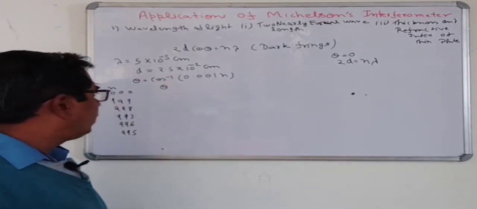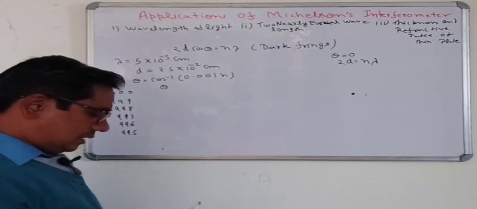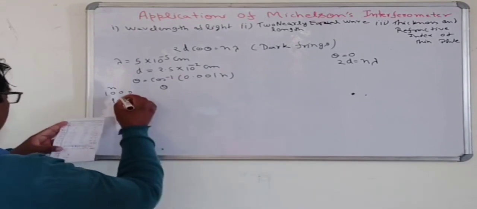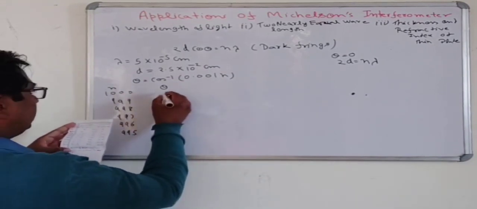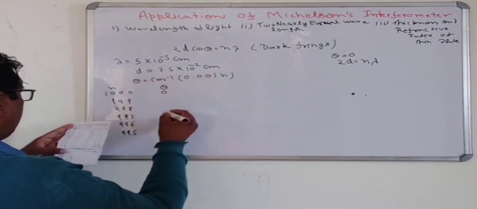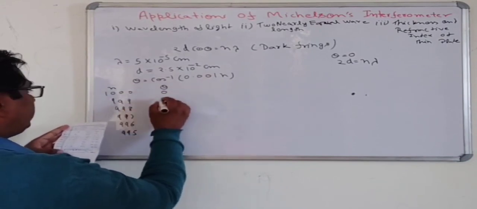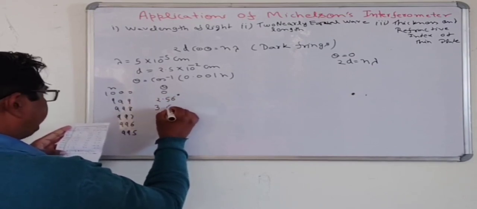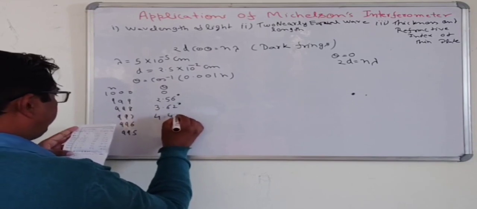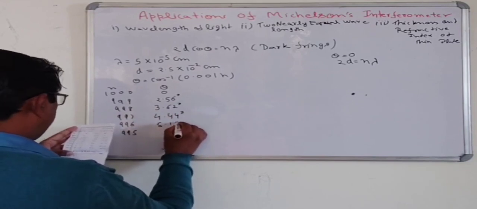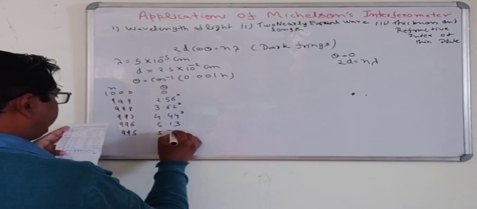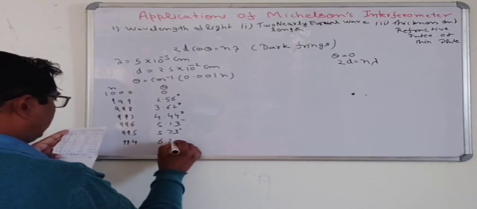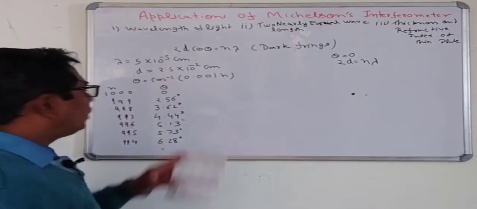I have already calculated these values. When n is equal to 1000, theta is equal to 0, and for 999 it is 2.56 degree, then 3.62 degree, 4.44 degree, 5.13 and 5.73 degree, and also for 994 it is equal to 6.28 degree. You can also calculate these values.